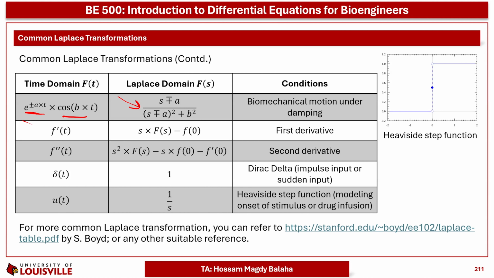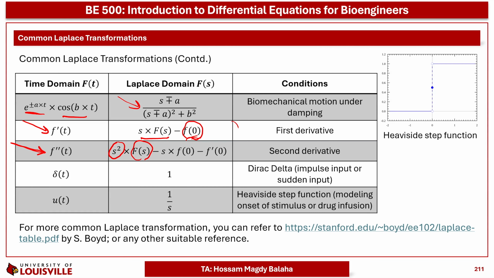And the Laplace transform of the first derivative of f of t will be s multiplied by F of s minus f of 0. And f of 0 here is the output of substituting by 0 in the original function. And the Laplace transform of the second derivative is s squared multiplied by F of s minus s multiplied by f of 0 minus f prime, or the first derivative, substituted by 0.